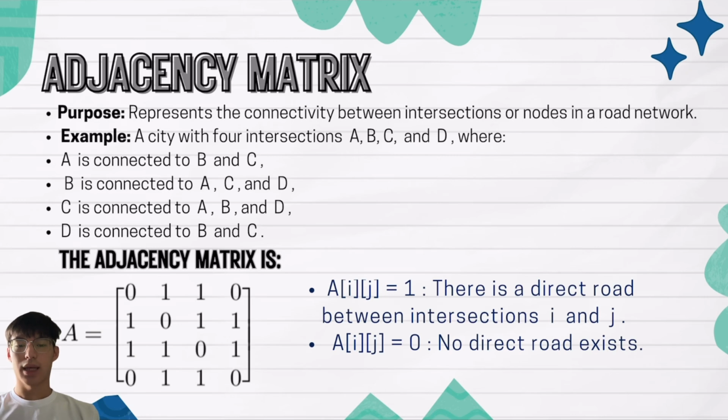So if entry (i, j) equals 1, there's a direct route between intersection i and j. And if entry (i, j) is equal to 0, there's no direct route.